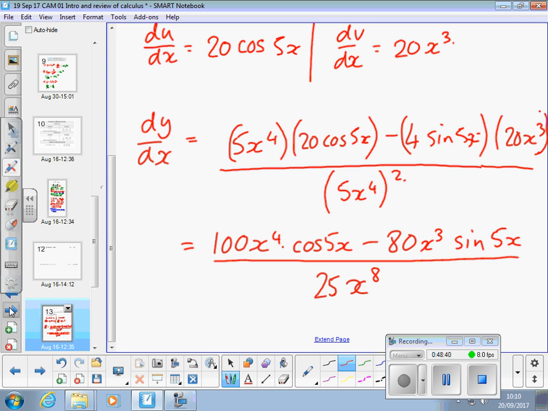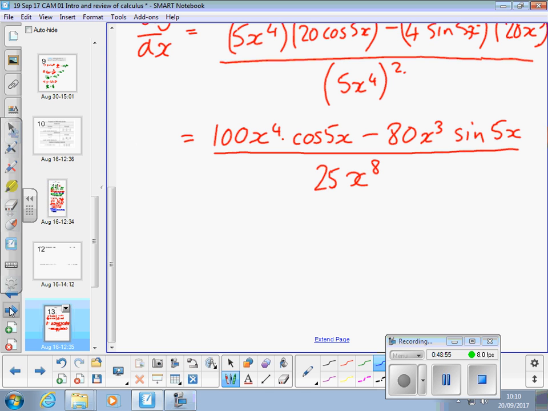As the denominator, v squared, is 5x to the power 4 squared. So you use the indices there, x to the a times x to the b.